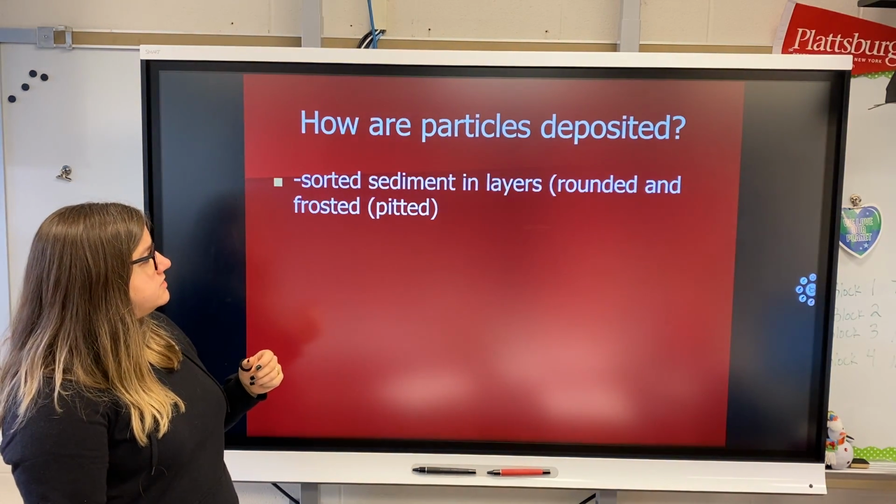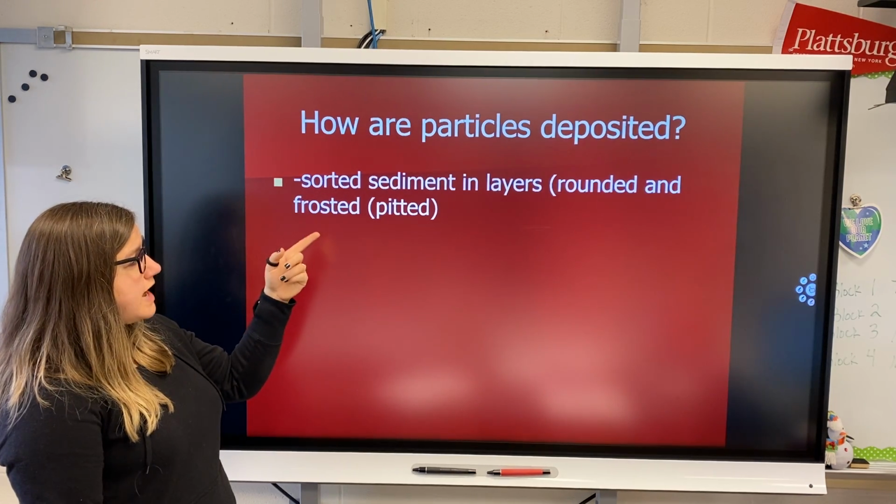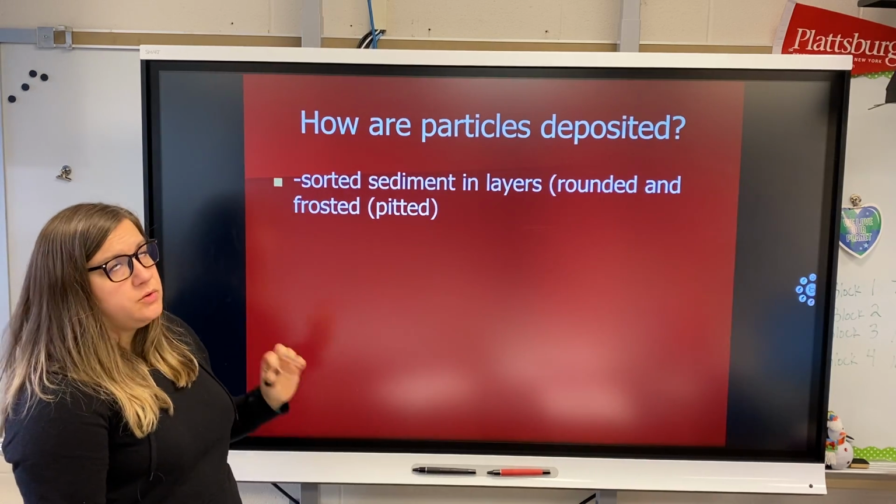So how are particles deposited? So with wind, they're sorted and they're rounded. That's the most important part. Wind, water, round and layered.